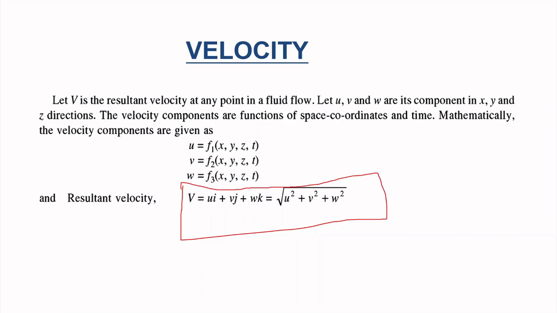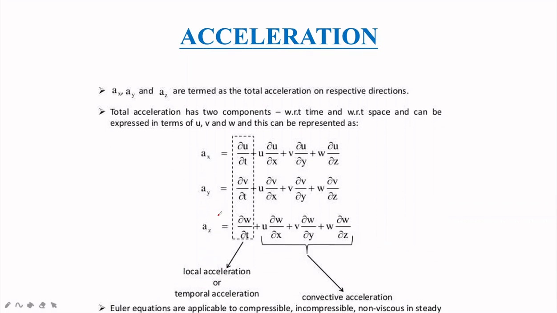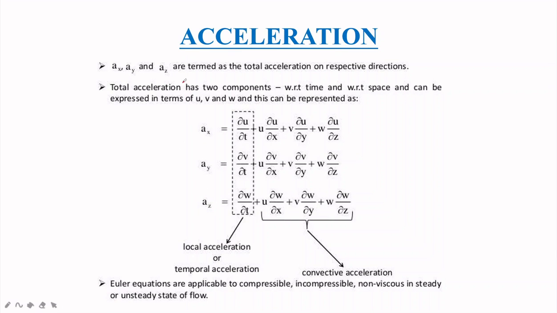Next, once we know the velocity, what can we find? We can find acceleration. Here also, acceleration we have to take in terms of the respective direction. Let ax, ay, az be the total acceleration in the respective directions. The total acceleration has two components, one with respect to time and another with respect to space, and it can be expressed in terms of u, v, w.